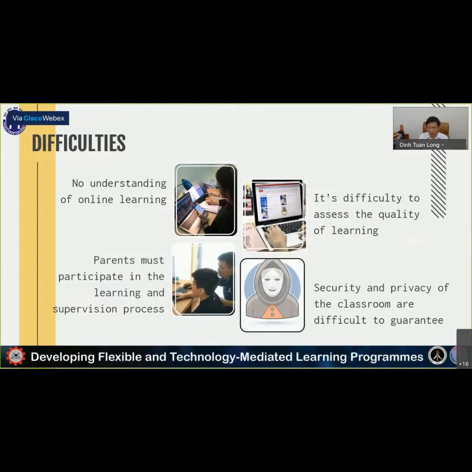And lastly, whenever we apply massive online learning, security and safety issues appear. For example, in Vietnam, there are warnings about using Zoom, and there are also some groups on Facebook where students share their Zoom meeting code and password and invite strangers to join their online classroom. A teacher who is not skilled enough cannot handle that situation, and sometimes it interrupts the class and their lesson.